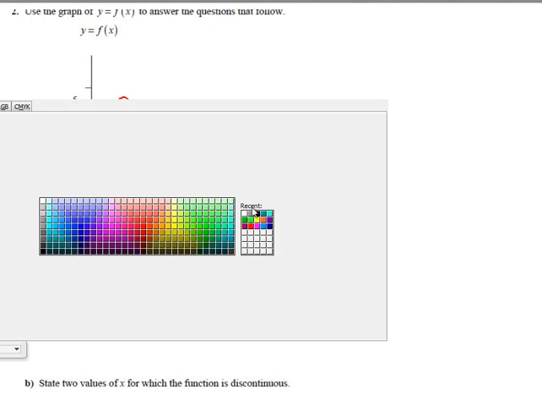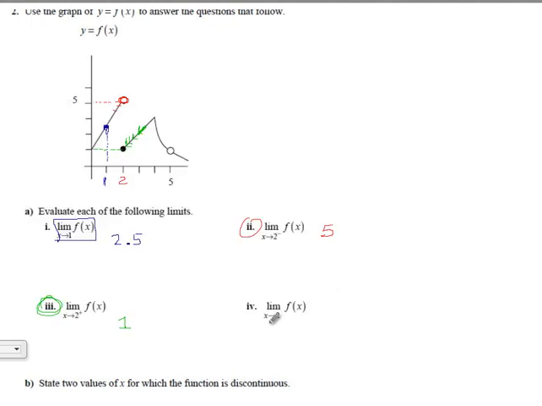And finally, they ask about the two-sided limit as x approaches 2. Well, if our person coming in from the left says the limit is 5, and coming in from the right we get that the limit is 1, then what's the two-sided limit? Trick question. There isn't one. We'd say it does not exist because these 2 people cannot agree.